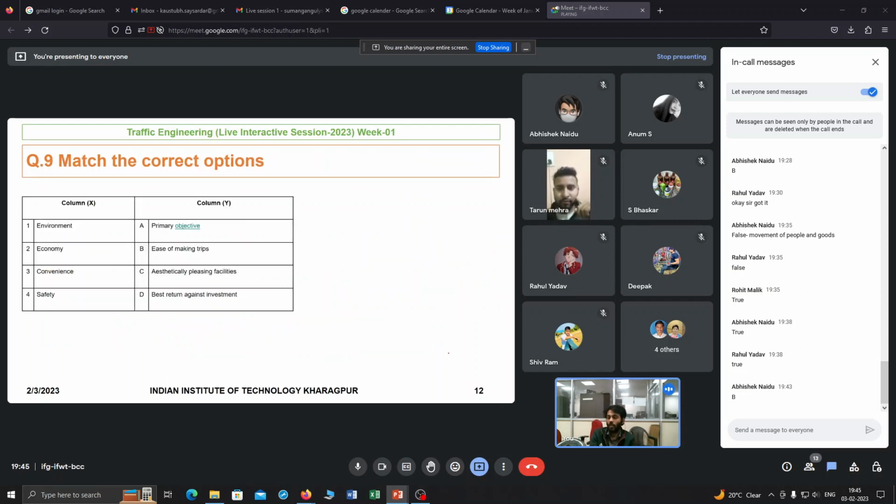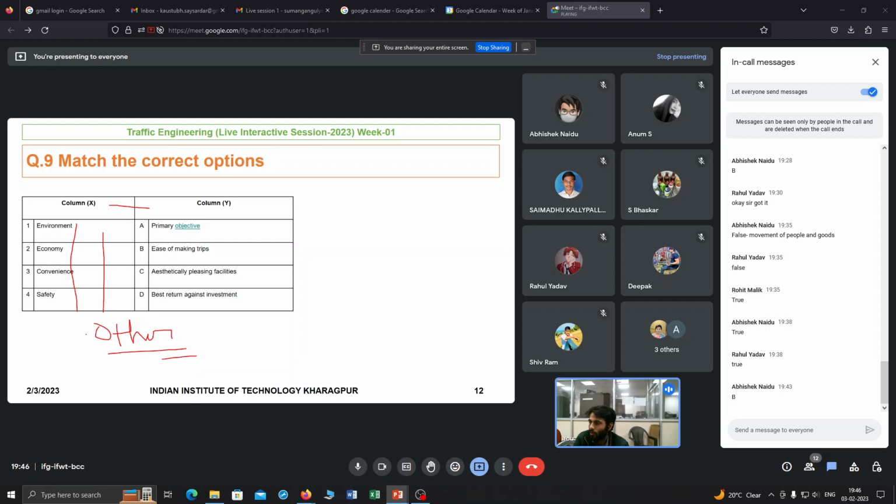So now the last one is match the correct options. So match this x and y. These are the efficiency, the other objectives. Primary objective was safety, and these are the other objectives, these four.